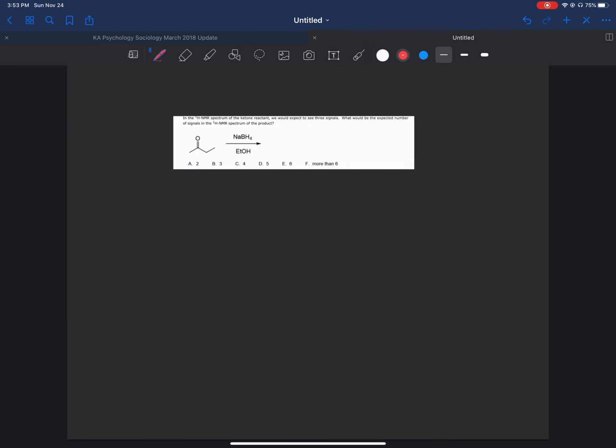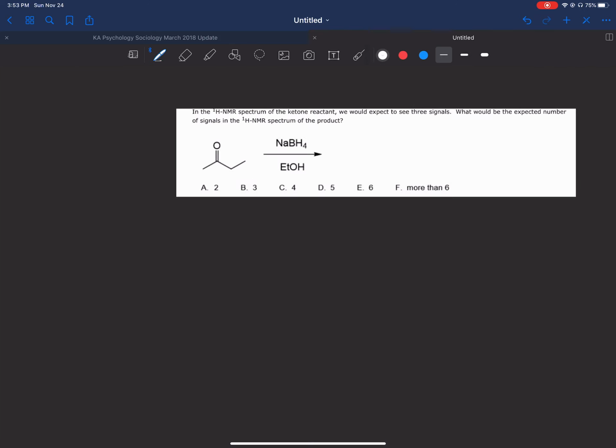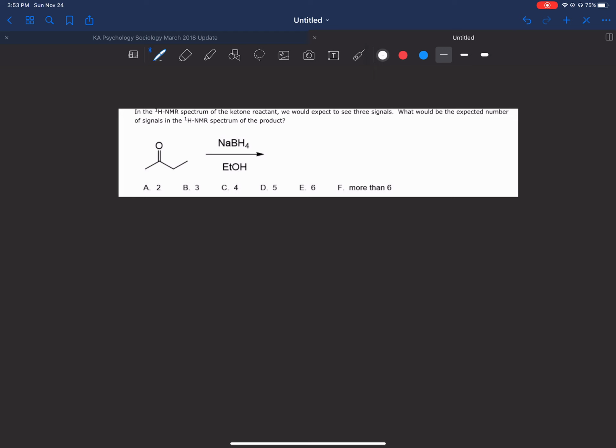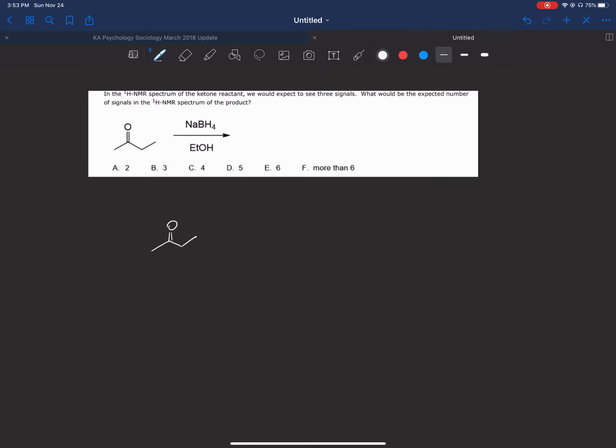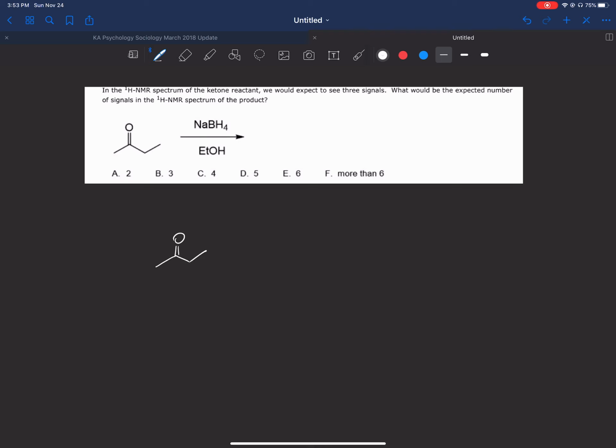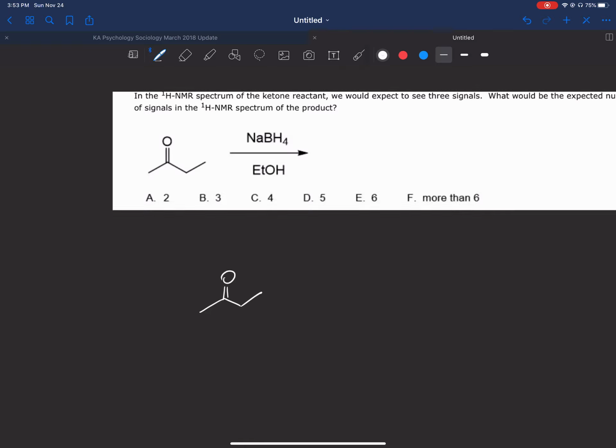So let's move on. Here's another example. It says in the H NMR spectrum of a ketone, we would expect 3 signals. Before we even answer this question, let's go through what that looks like. Here's this ketone. Now, when we say signals, that's not taking into account splitting. We have splitting, but when we say signals, we mean clusters. If we have a triplet, and then something somewhere else, like a doublet, and then a bunch of other things, you can see how they're clustered separately. That's what we mean by signals.